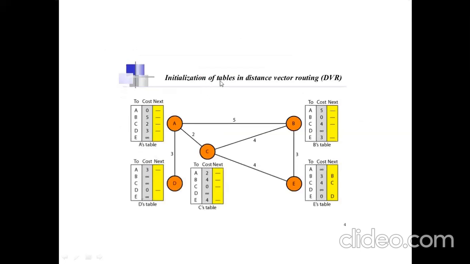So this is the initialization of the tables in distance vector routing. Again, as I mentioned, next we have to find out the next node. A to A is 0. A to E, there is no direct connection, so we say it is infinity. A to C is 2, A to B is 5, A to D is 3, but A to E has no direct connection, only through an intermediate node, so we say it is infinity. In the same way, we first initialize the table as per the node with its neighboring nodes.